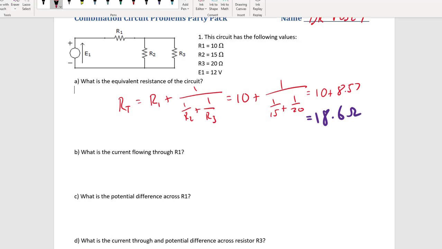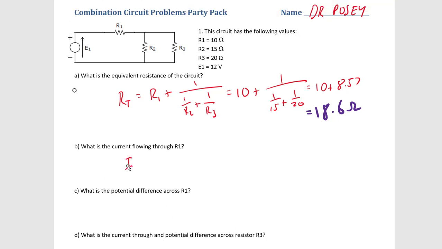The second question is asking, what is the current flowing through R1? The current flowing through R1 is going to be equal to the current flowing through the entire circuit, because R1 is in line with the current coming out of the battery. So it's the voltage going into the whole circuit divided by the resistance of the whole circuit, which is 18.6. So 12 volts divided by 18.6 ohms, and the answer should come out to 0.646 amps.